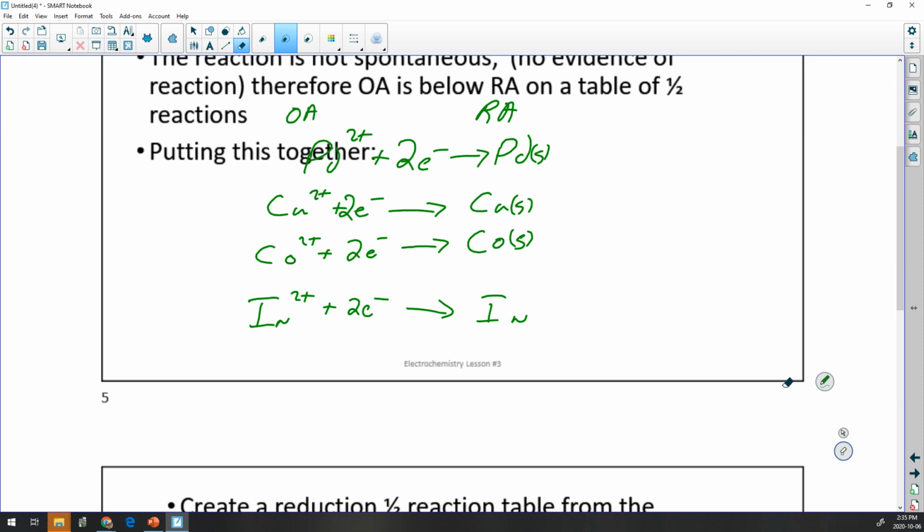So again, this is another table that we use to create the table here. And it has to do with the OA above the RA, spontaneous, or the OA below the RA, non-spontaneous. Which one of those do we use? Well, it depends on what the reaction type is.